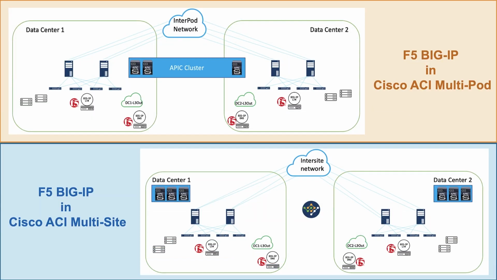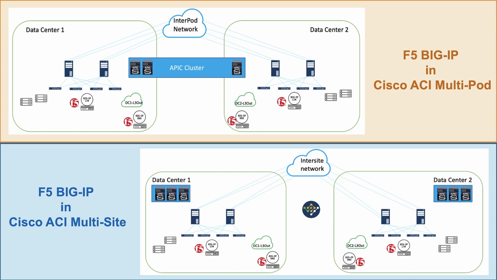Cisco ACI multi-site and multi-pod solutions can interconnect multiple Cisco ACI fabrics that can be geographically apart. In combining F5 Big IP DNS and LTM solutions, we can best utilize the network infrastructure to improve application performance and provide application resiliency across data centers.